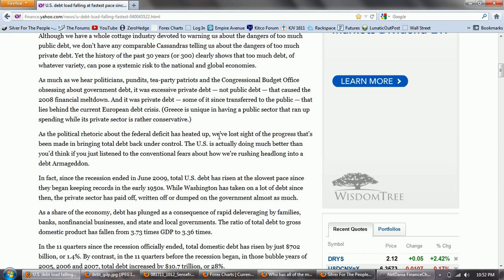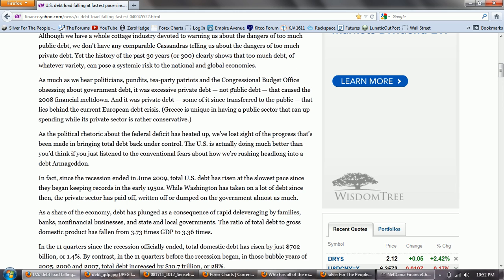As much as we hear politicians, pundits, Tea Party patriots, and Congressional Budget Office obsessing about government debt, it was excessive private debt, not public debt, that caused the 2008 financial meltdown. And it was private debt, some of it since transferred to the public, that lies behind the current European debt crisis. Greece is unique in having a public sector that ran up spending while its private sector is rather conservative.